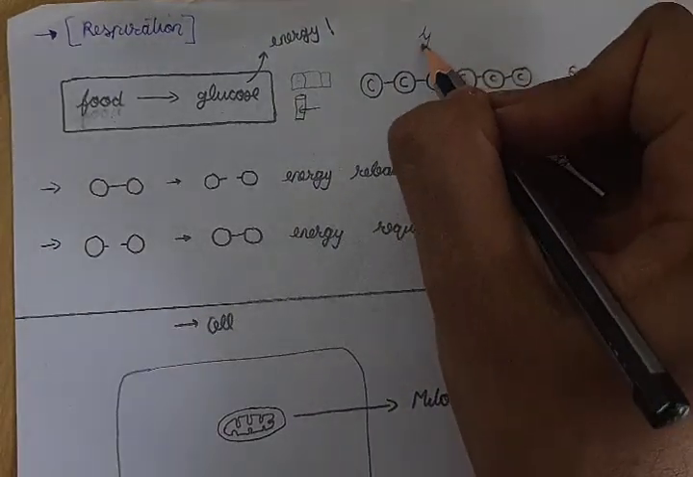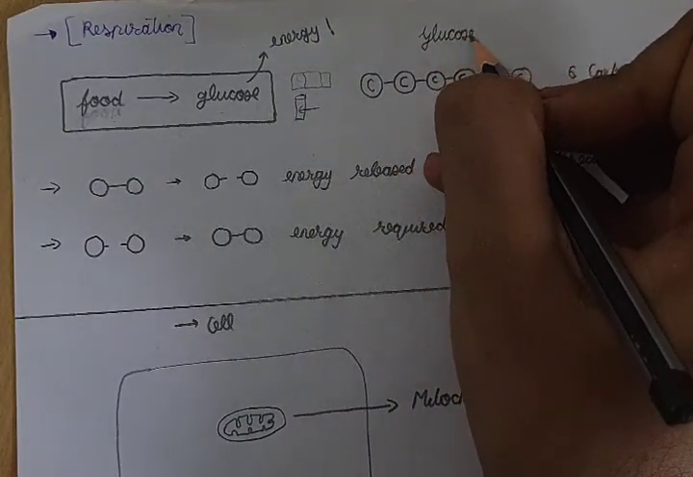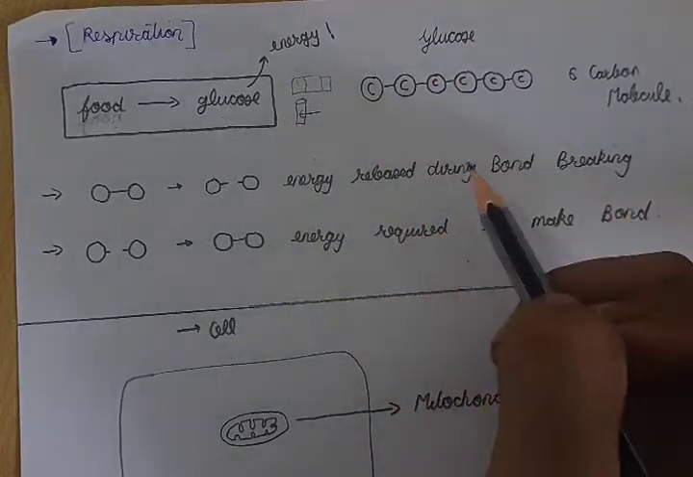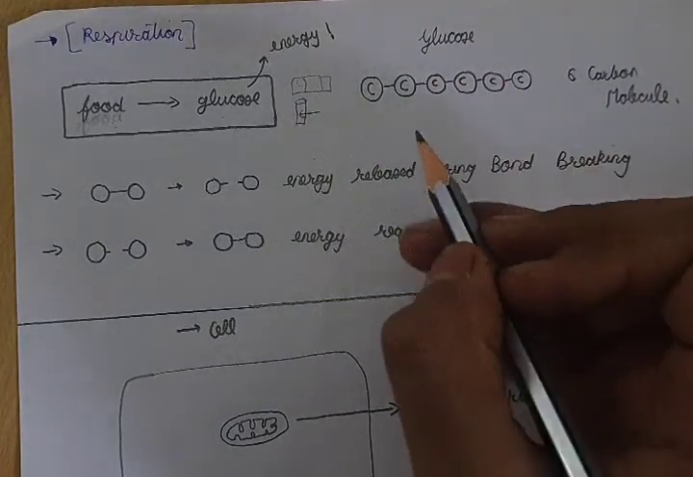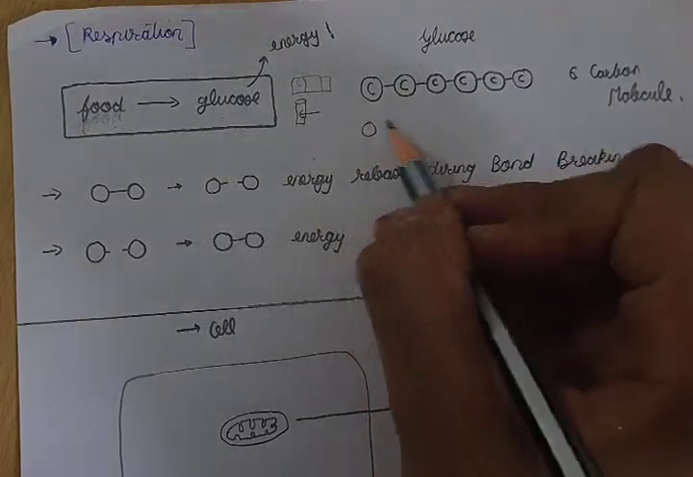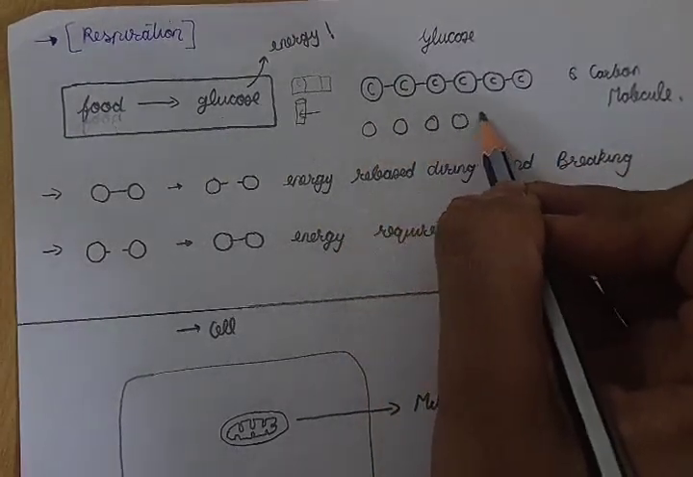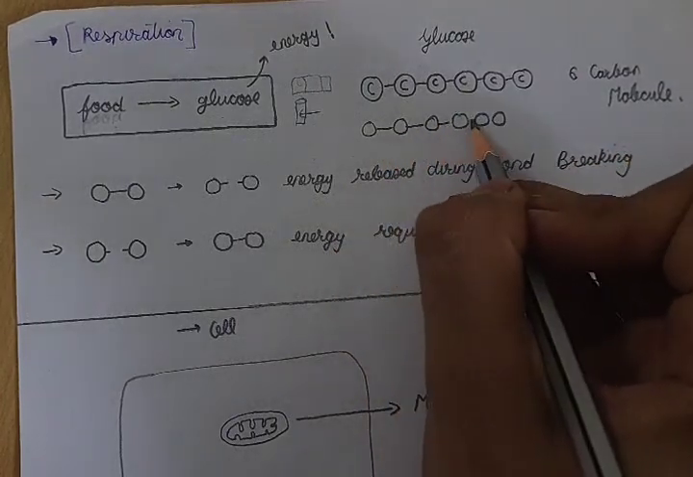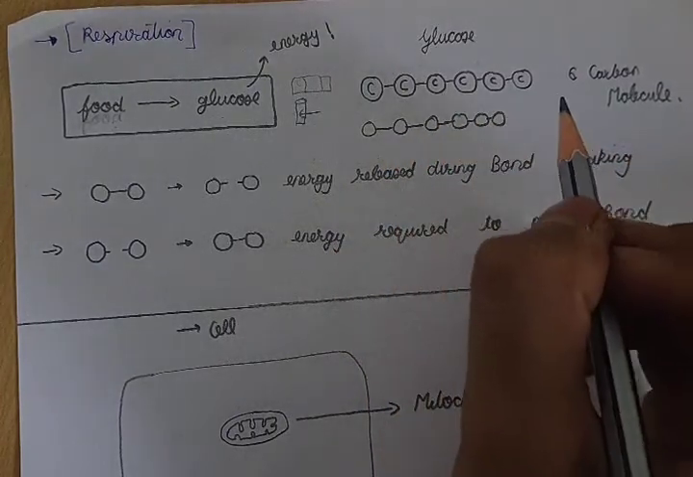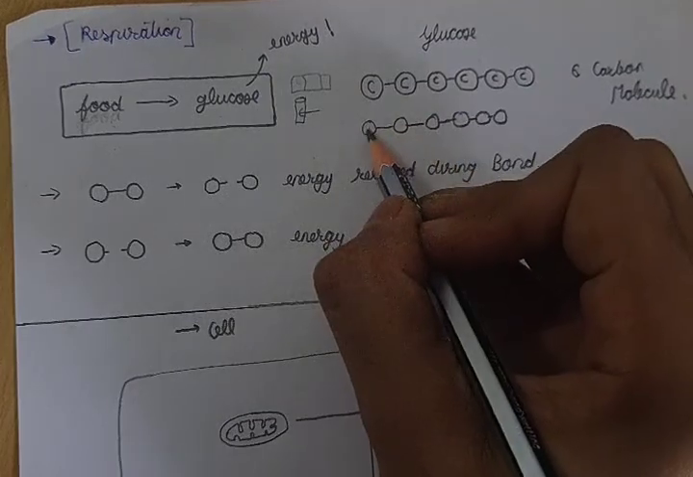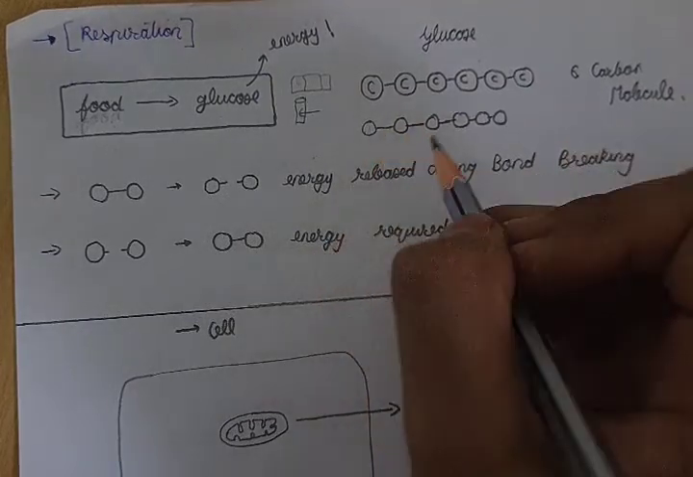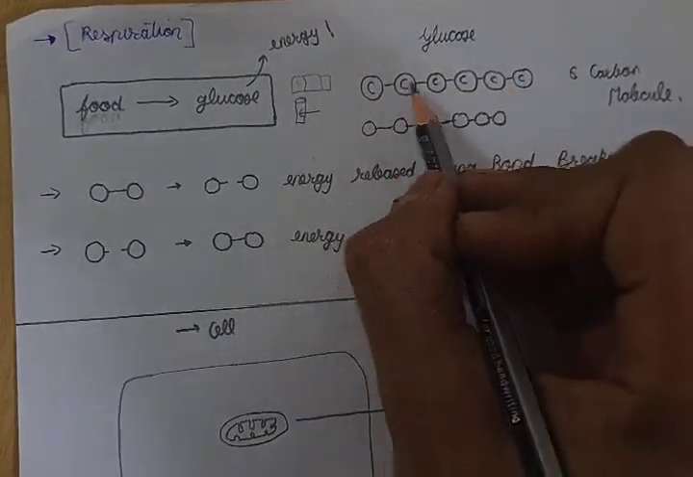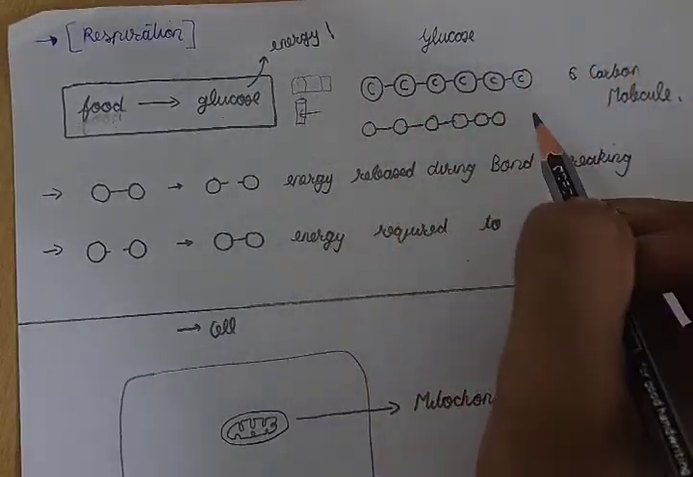So first we will study what glucose is. Now glucose is a 6 carbon molecule, meaning for simple understanding you can imagine these are 6 balls, 6 cricket balls, and they are joined by a stick. So this is a glucose molecule, and each cricket ball represents a carbon atom. So glucose is 6 carbons joined by covalent bonds.